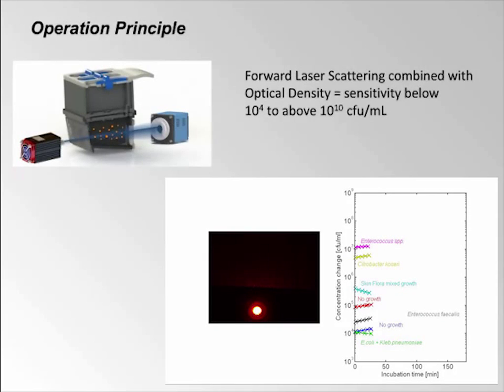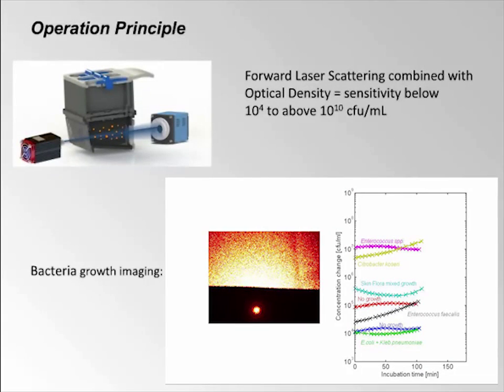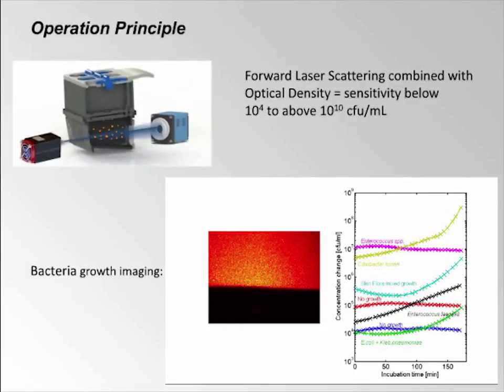At the bottom of the slide, you can see the bacterial growth image occurring in this instrument as it reads the laser scattering and optical density. And you can see a plot on the right of the concentration changes in the organism versus the incubation time from 0 to 150 minutes. So you get an idea of where the instrument is going to flag no growth versus an organism like Enterococcus faecalis versus an organism like Citrobacter, as listed on this slide. So this is the principle of operation of the BacterioScan instrument and the way it was originally designed for urine screening.